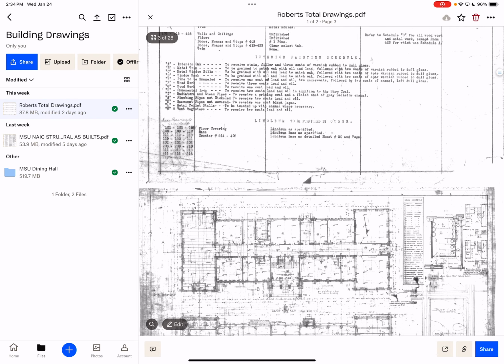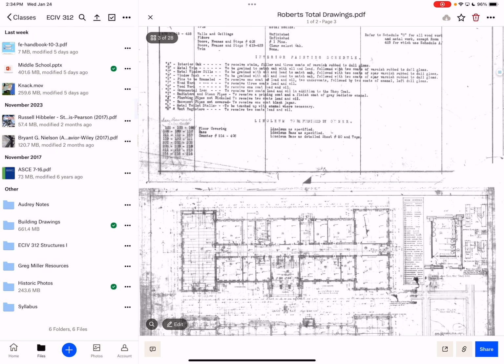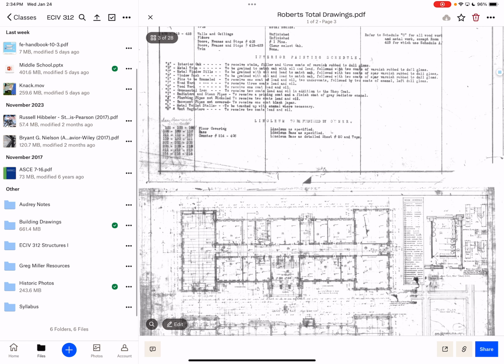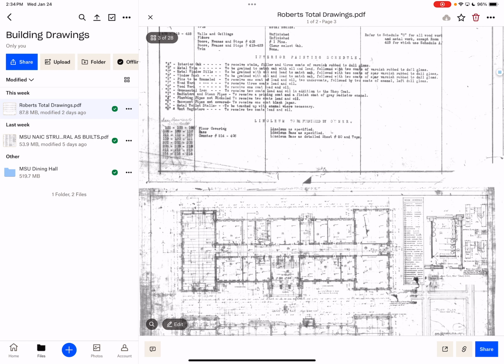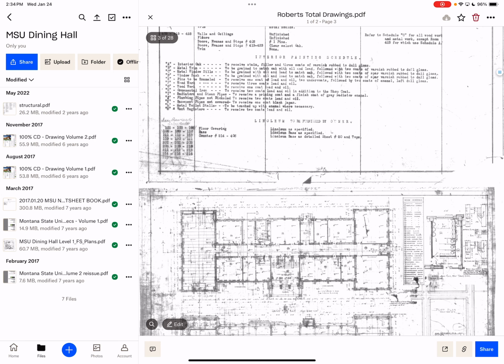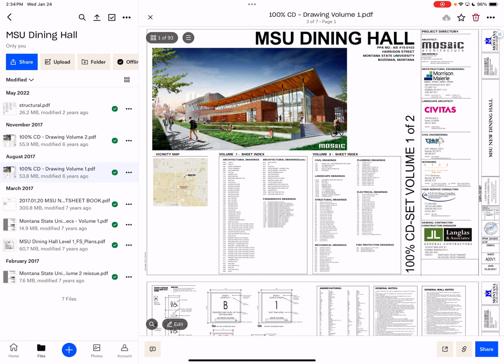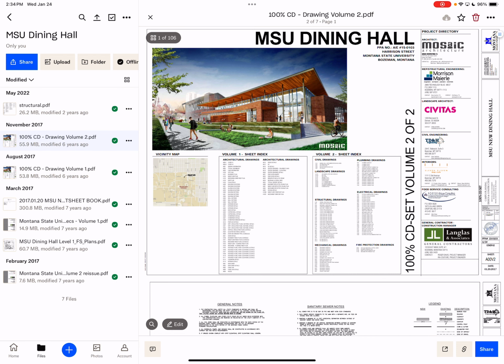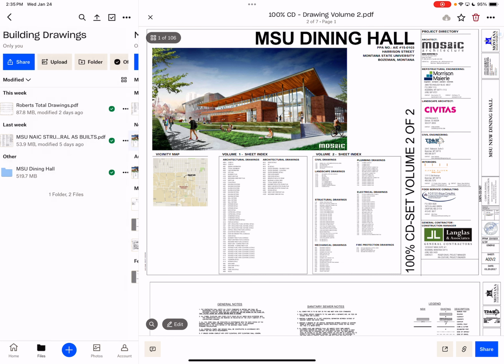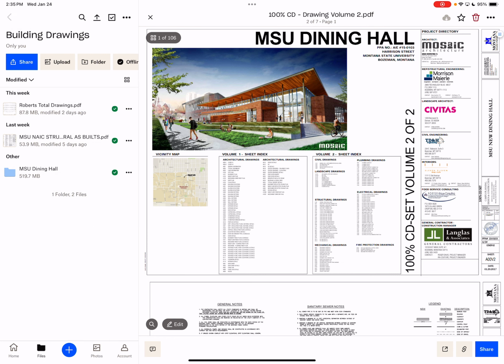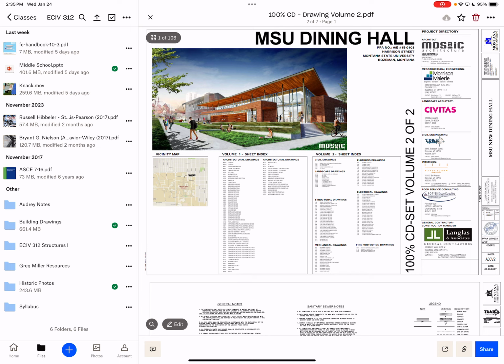Let me show you something else here. Actually, go back here. Drawings. Let me see dining hall. I want to see how many pages. Volume 1 is 93 pages long. Volume 2 is 106 pages. So 200 pages of structural and architectural drawings on the MSU dining hall versus 28 total for all of Roberts. But these are pretty cool.